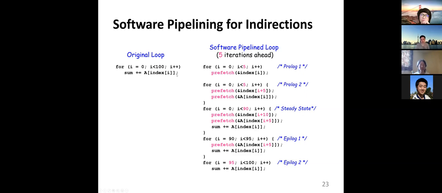Questions? I try to simplify this to death. So this is as simple as it can look, right? So you get the feeling of what it is. Essentially, if you had multiple levels of indirections, you just get more prologues and more epilogues, and you just peel it one step at a time, starting from the inner index. So you can handle any number of indirections this way. Okay.